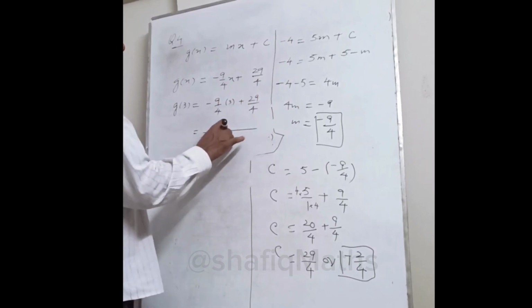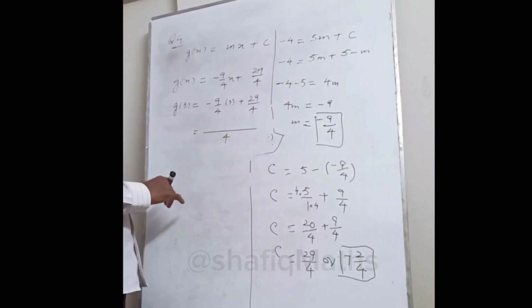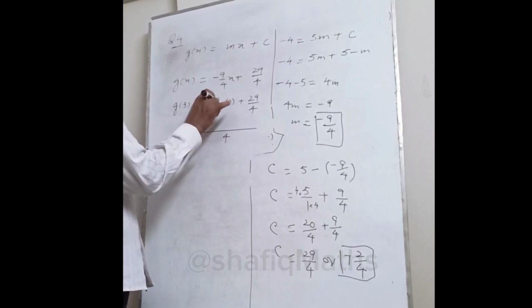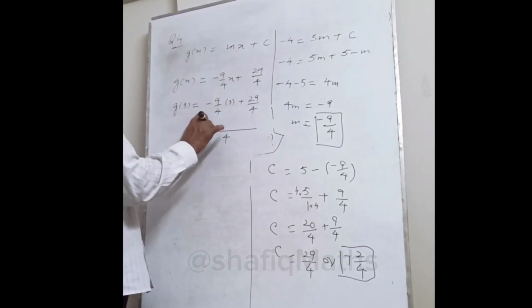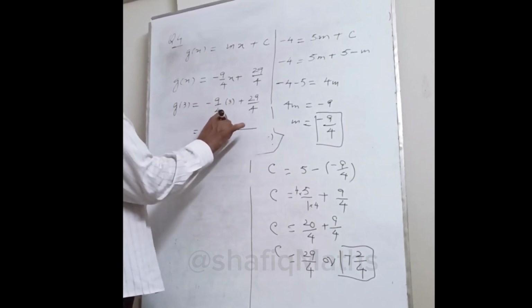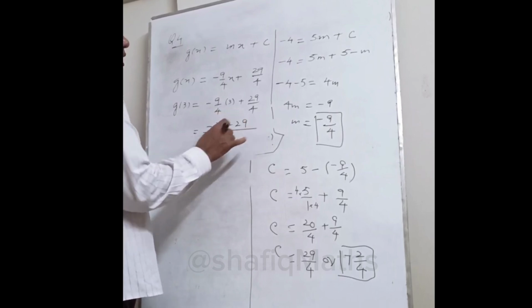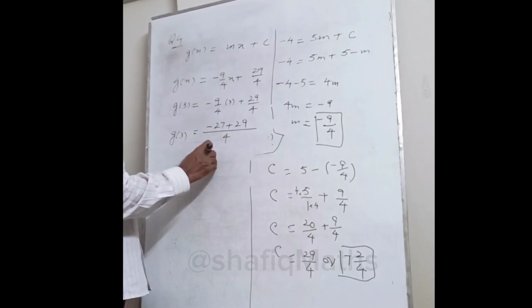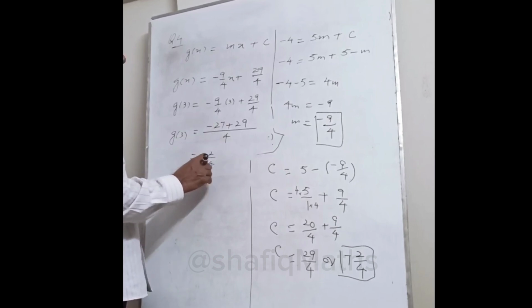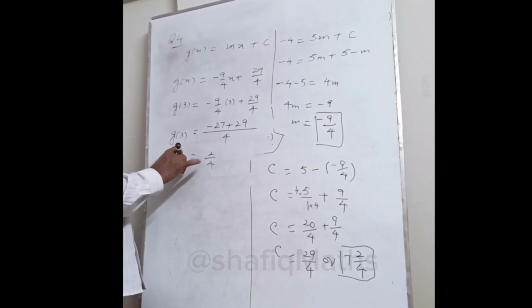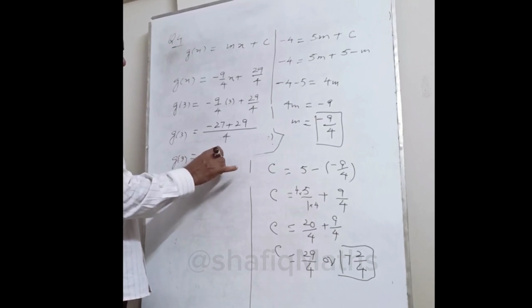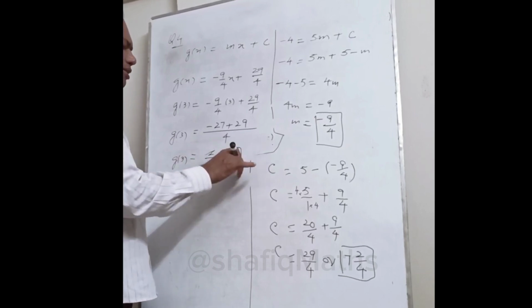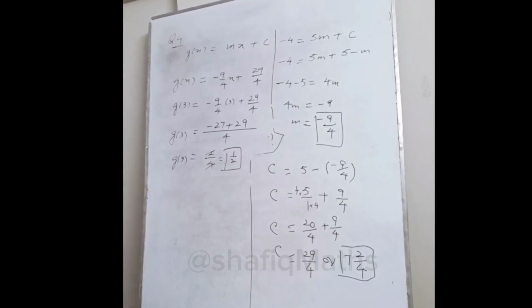Now, when you take the LCM here, we are taking LCM. −9 × 3 is −27, plus 29. 29 − 27, 2 upon 4. And when we do simplification, 2 1s are 2, 2 2s are 4. So the answer will be 1/2. This is the value of g(3).